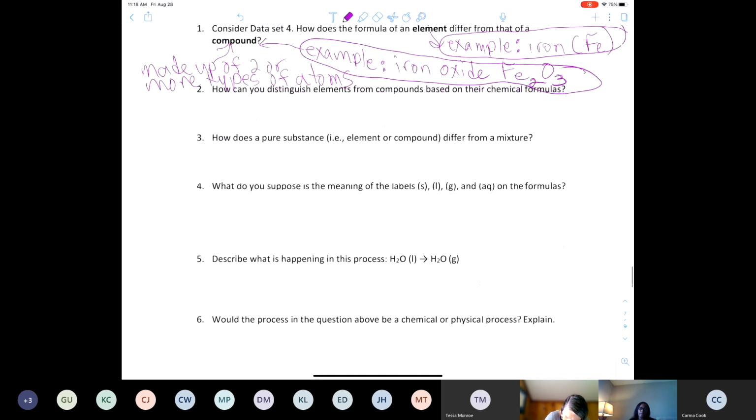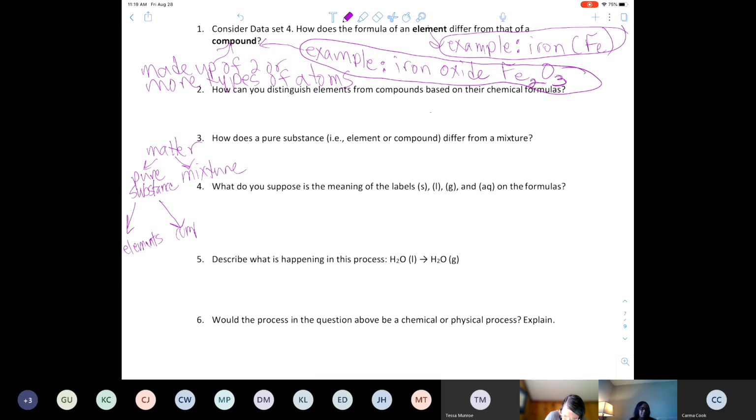So now, with question 3, you are here on the matter classification chart. Matter can either be a mixture or a pure substance. Pure substances can be further classified as elements or compounds.